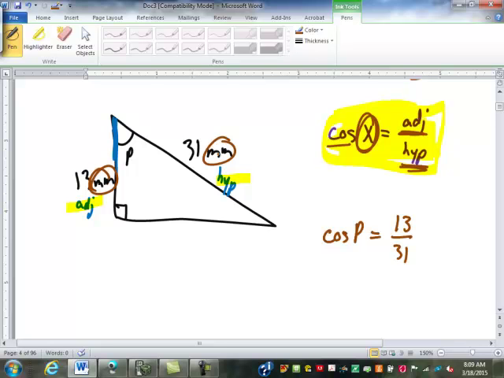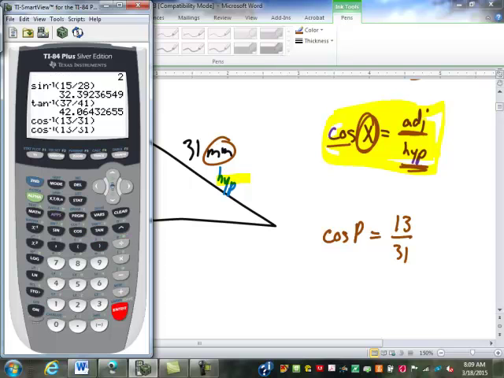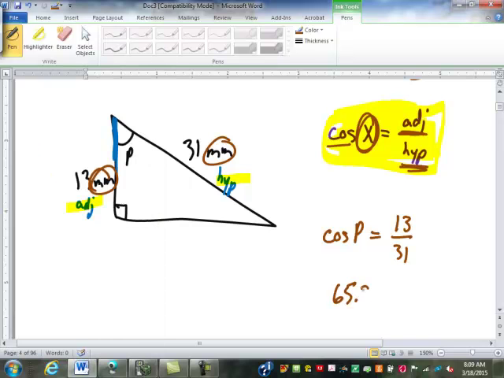So now, calculating that out, I'm not going to write it out here now. I'm just going to punch it in. What keys do I hit? You just go second cosine 13 divided by 31. Perfect. Second cosine gives me the inverse cosine. 13 divided by 31. Close my parentheses. 65.21. So P equals 65.21 degrees.